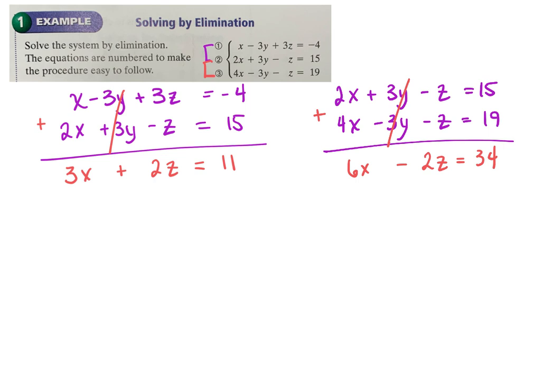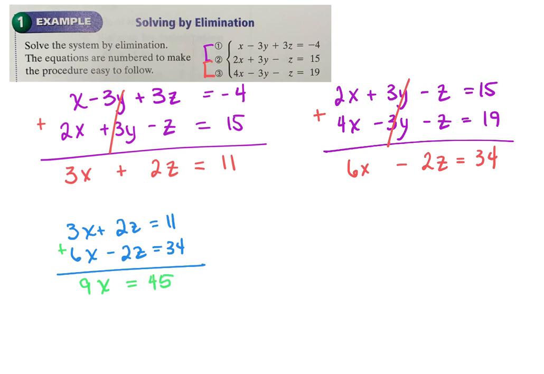So I'm going to take this equation that I have here, 3X plus 2Z equals 11, and I'm going to add it to the other equation, 6X minus 2Z, they were very nice, equals 34. All right, and then I'm going to add those down. So I get 9X equals 45. X equals what? 5.